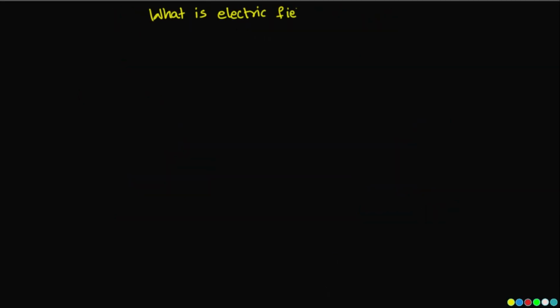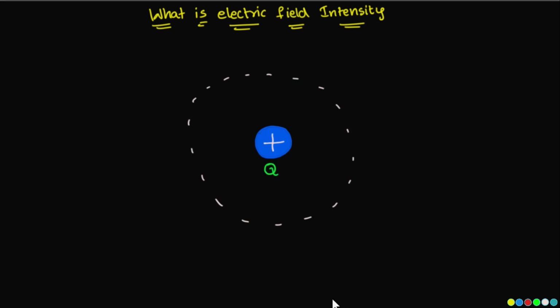What is electric field intensity? To understand electric field intensity, imagine a large positive charge, Q. Around this charge, there exists an electric field. Now, let's bring a small positive test charge, q, inside this electric field. The test charge will experience a force, let's call it F, because it entered the electric field of charge Q.